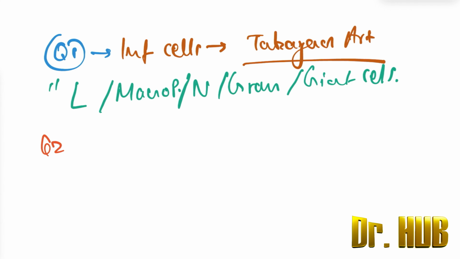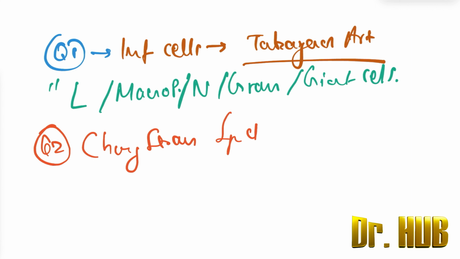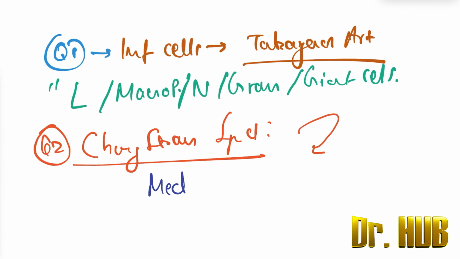The second question we asked was, in case of the Churg-Strauss syndrome, what are the vessels involved? The vessels involved are the medium and the small arteries.